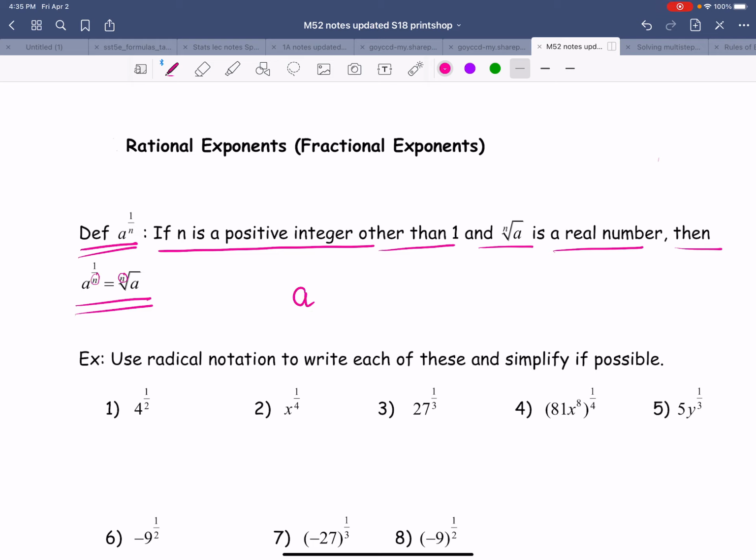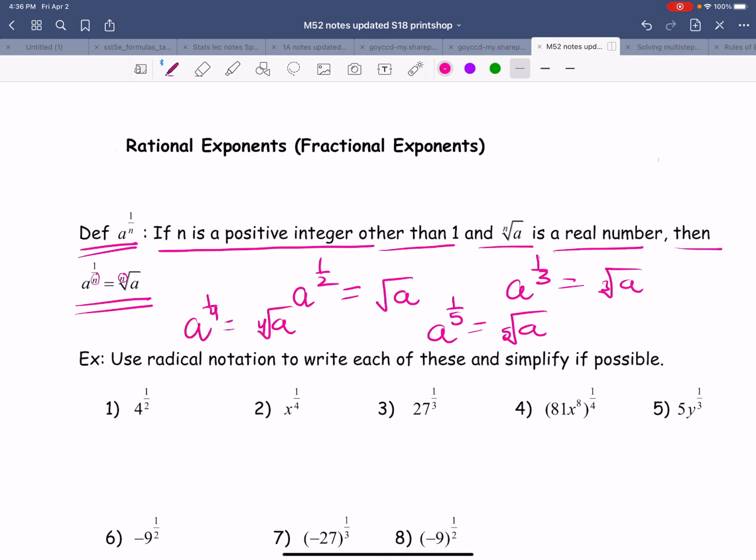So the denominator n becomes the index. For example, a to the power 1/2 can be written as the square root of a. A to the power 1/3 is the same thing as the cube root of a. A to the power 1/5 is the same thing as the fifth root of a, as long as the fifth root of a is a real number. A to the power 1/4 would be the fourth root of a. So we can express the exponential form in the radical form: exponential form where we have written the exponent as a fraction, radical form where we use the fourth root.